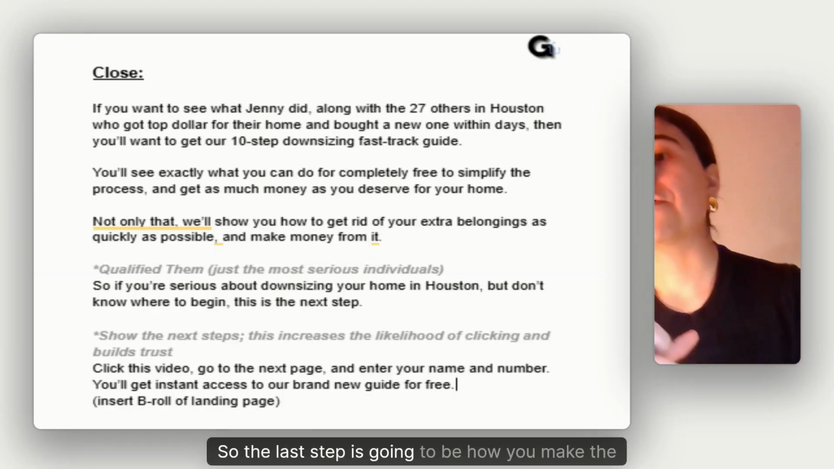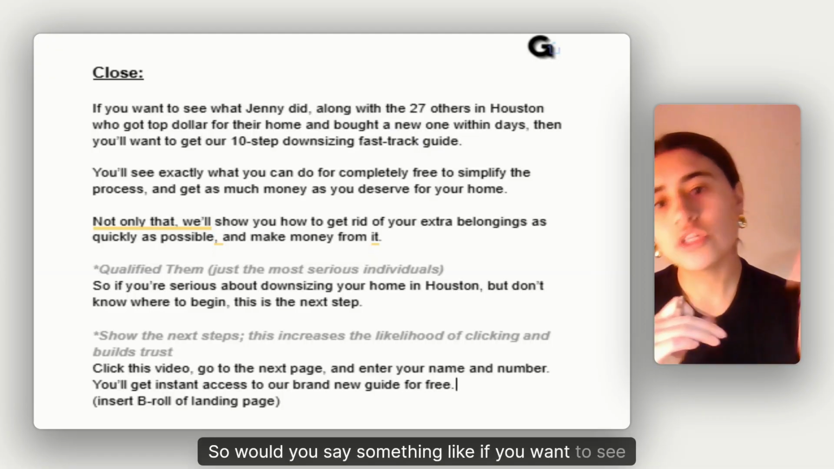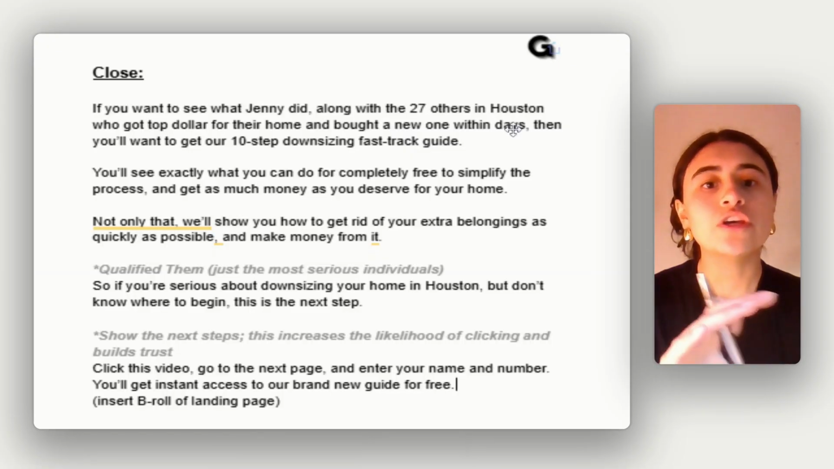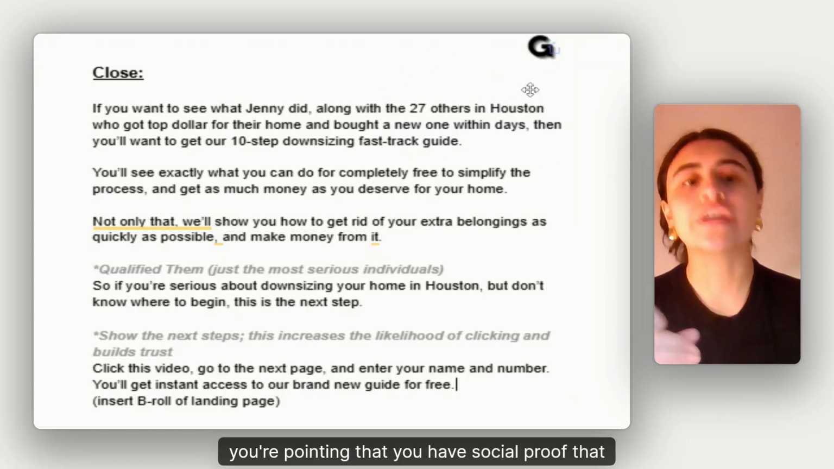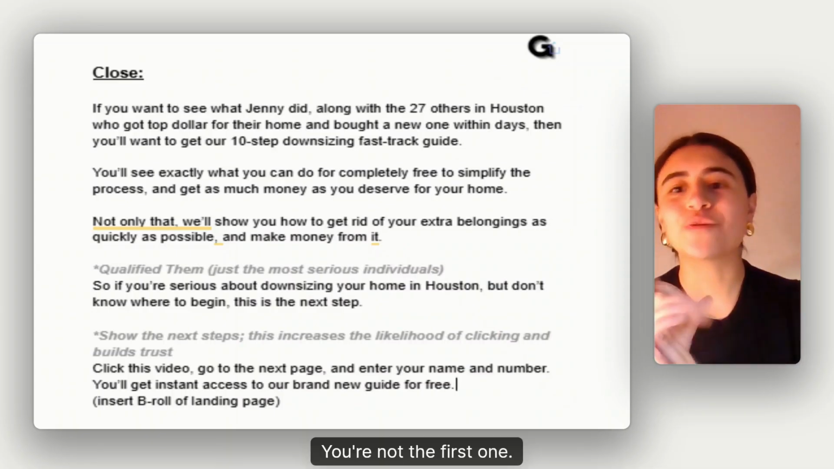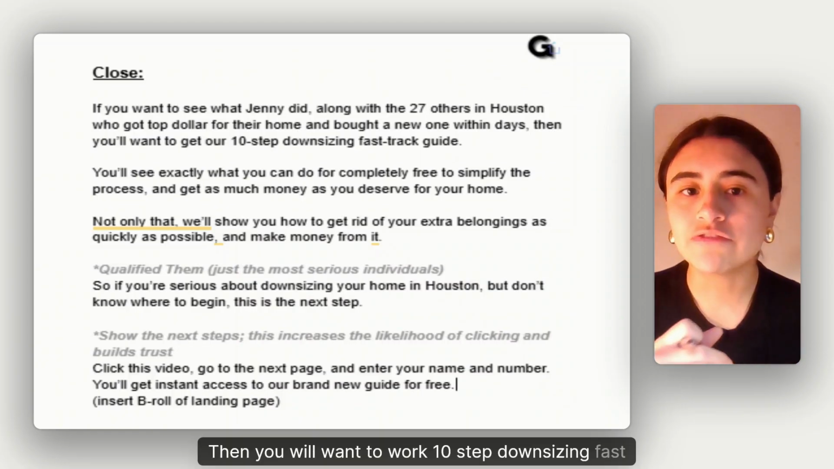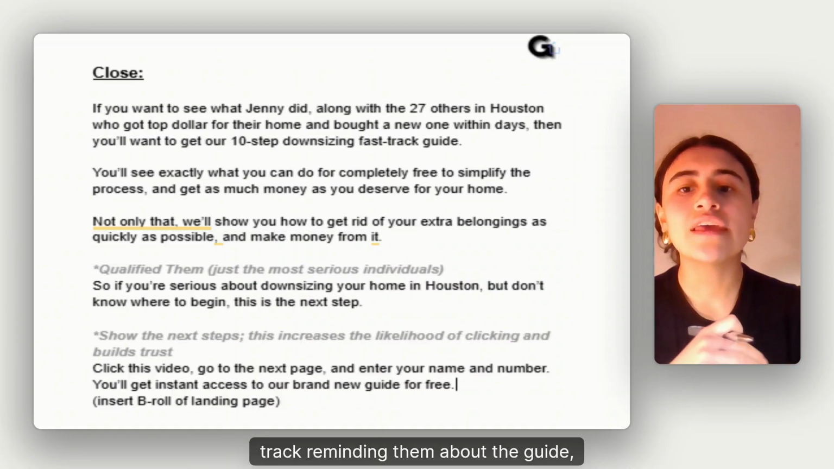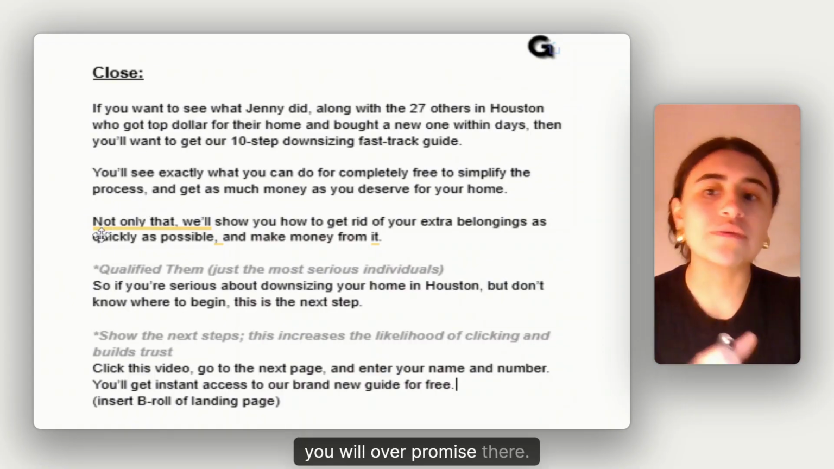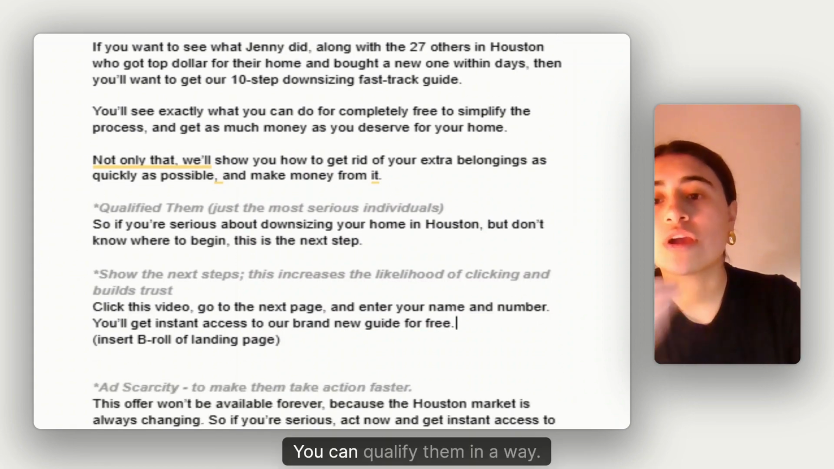So the last step is how you make the close. We'll just say something like, if you want to see what Jenny did along with 27 other people in Houston. So here you're pointing out that you have social proof that you have helped other people, 27 more. You're not the first one, so just clarifying that. Then you say you will want our 10-step downsizing fast track, reminding them about the guide and what they will see there. And not only that, you will overpromise there, and then you can qualify them in a way.